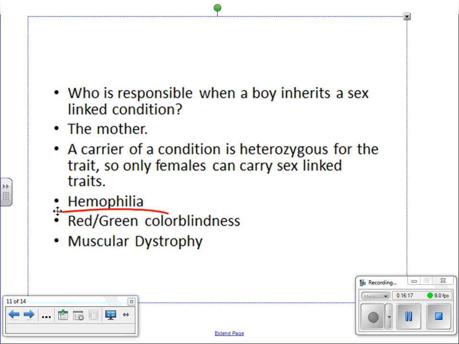So hemophilia, the inability to produce platelets in your blood and clot your blood. It's not as dangerous nowadays because they have synthetic platelets that you can take, but it was dangerous way back when.